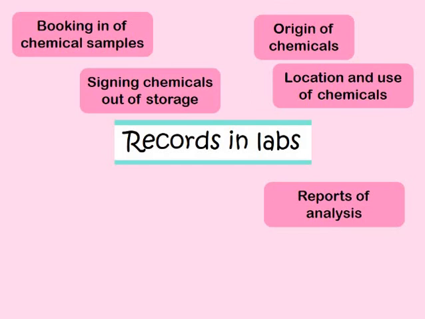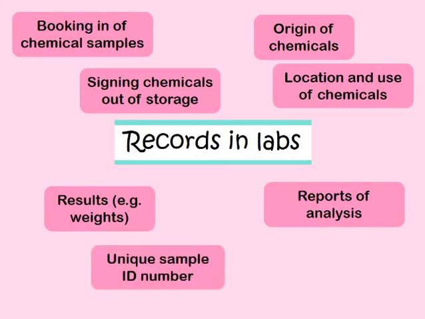Any reports of any analyses that have been made. So, for example, currently all of the labs in hospitals are working really hard on trying to make sure that the coronavirus tests are being done, and the results of those need to be stored somewhere. Okay, so any results in here, I've just put weights of things. Unique sample ID number. Okay, so everything that goes through a lab, if we're taking the coronavirus example, every patient will have their own number. It will be anonymous, but every patient has their own number. A unique ID number.